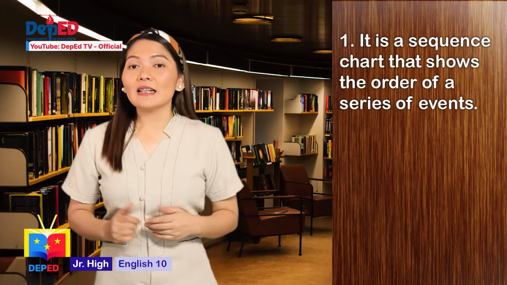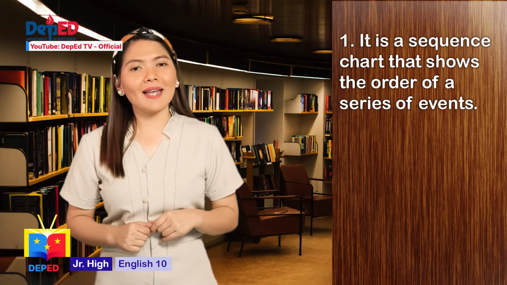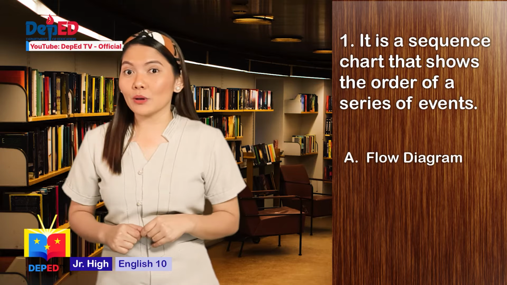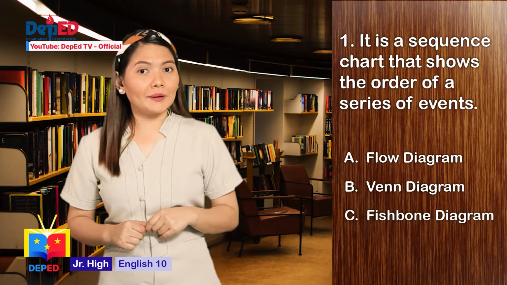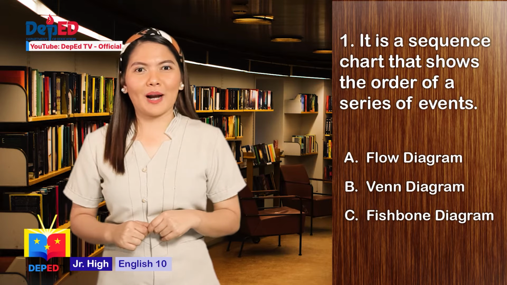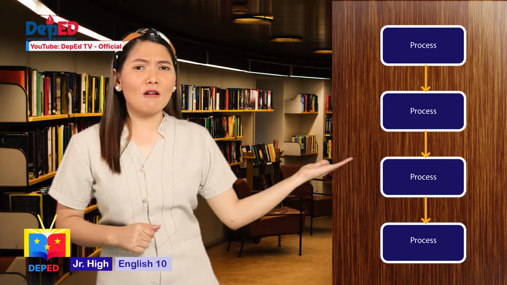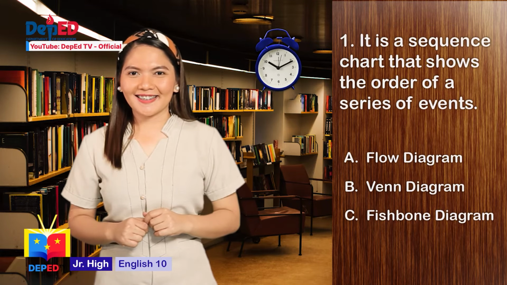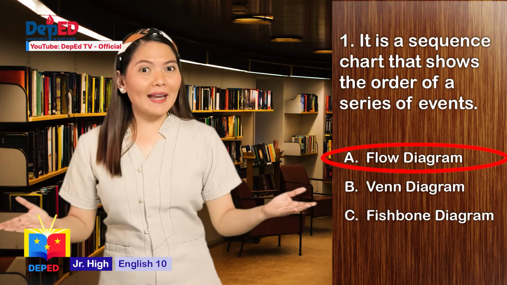Number 1. It is a sequence chart that shows the order of a series of events. Is it letter A, flow diagram, B, Venn diagram, or letter C, fishbone diagram? It looks like this. What is this? Good! The answer is A, flow diagram.